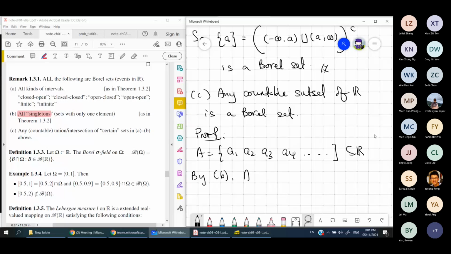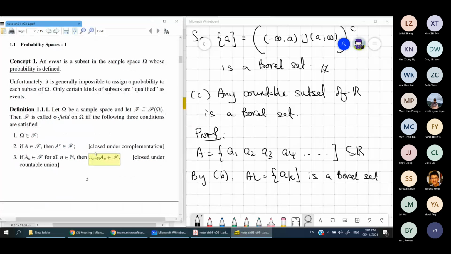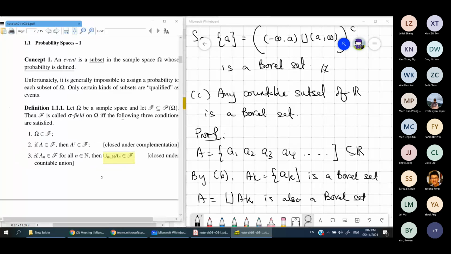By part B, we know that each set with one element, {AK}, is a Borel set. Then we come back to this again. If this is a Borel set, then A is equal to the union of all the {AK}, so it's also a Borel set, by using property 3.